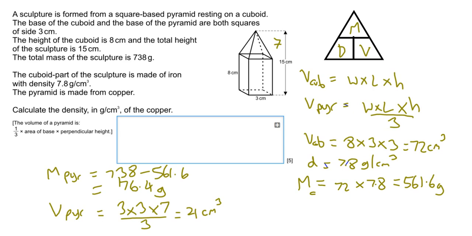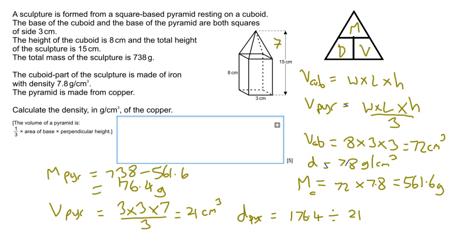Well, I can work out now, what's the density going to be of copper? Well, density is mass over volume. So therefore I can say that the density of my pyramid or my copper is going to be the mass 176.4 divided by 21.